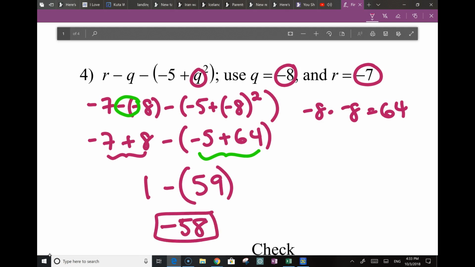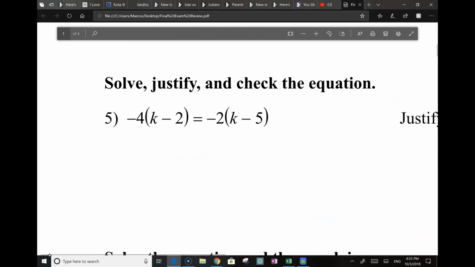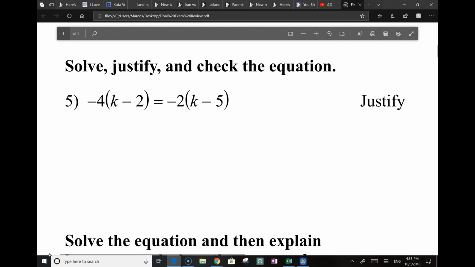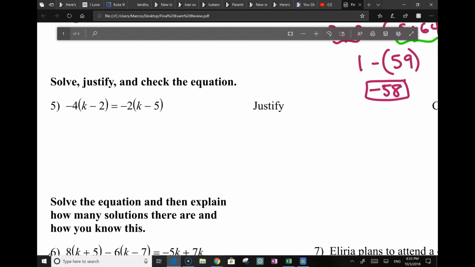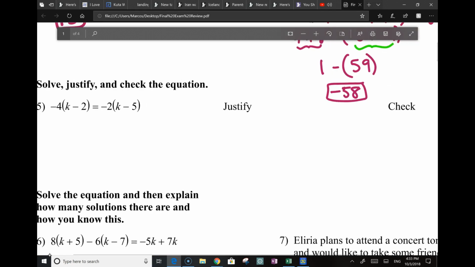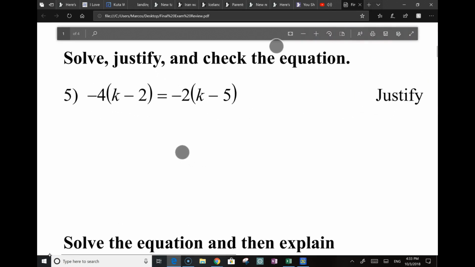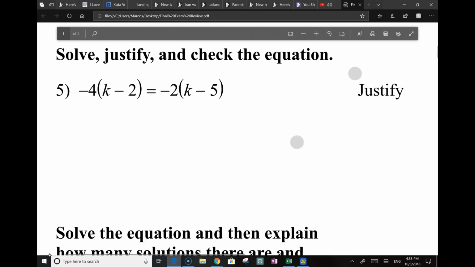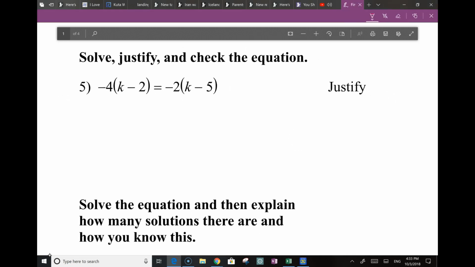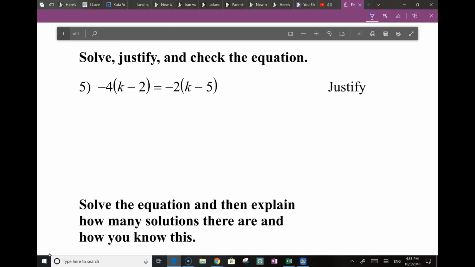Okay, just like that. All right, number 5. So here we have an equation where you need to not only solve it, but you have to justify your steps and check the answer to see if it's correct. So the steps to doing this can be many, but if you are careful with how you do it, it's really not too bad.